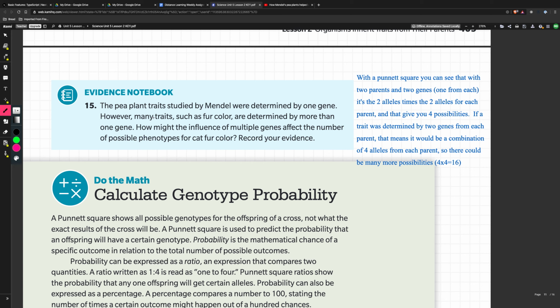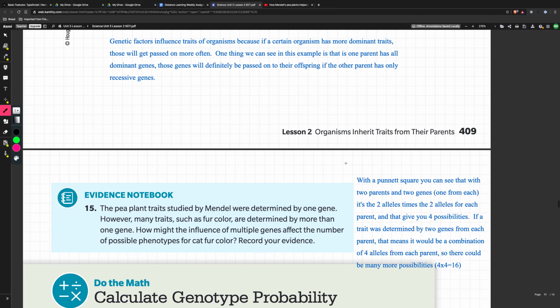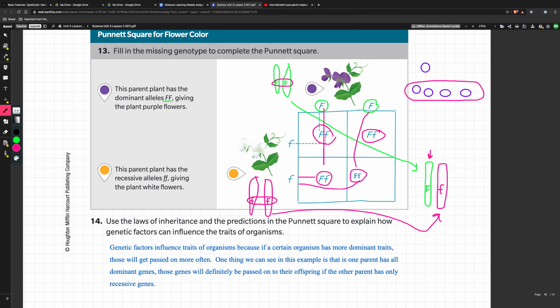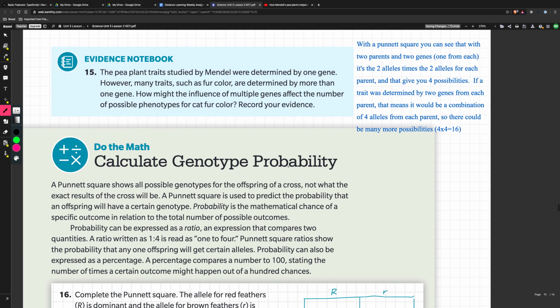However, many traits like fur color are determined by more than one gene. You can see that this is one gene, right? Because a gene is two sets of alleles from a chromosome, so that's why there's two and two here. So let's say you had a parent with two genes, so you'd have like A and A maybe, and then B and B, something like this. Then the other parent, right? So this is one gene, and then you'd have a second gene.